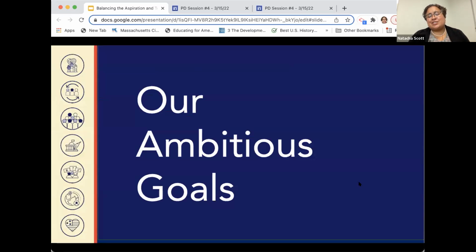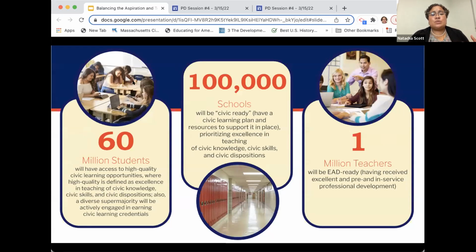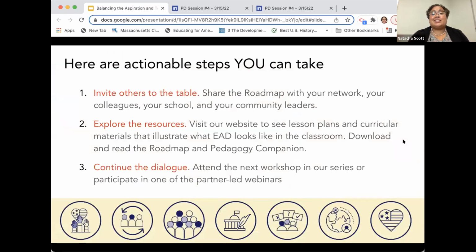And finally, we always like to close our sessions by reiterating our ambitious goals. We know as we think about this work with EAD why it is so important to have all of you in the conversation. We're talking about everyone: 60 million students, 100,000 schools, and 1 million teachers. Thinking about how we are providing all of our classrooms the opportunity to have this rich and rigorous history and civic education, and making sure that they're all engaging in these deep inquiries in the classroom.